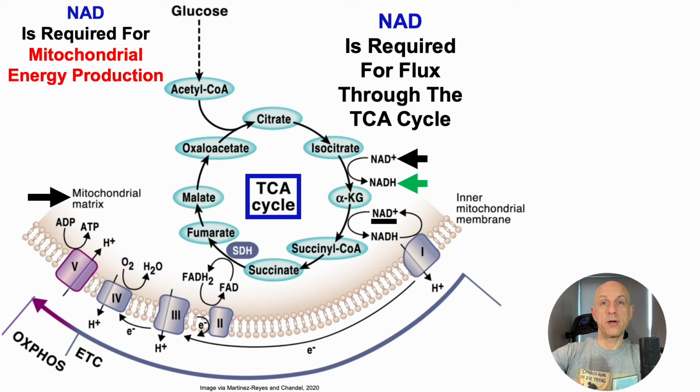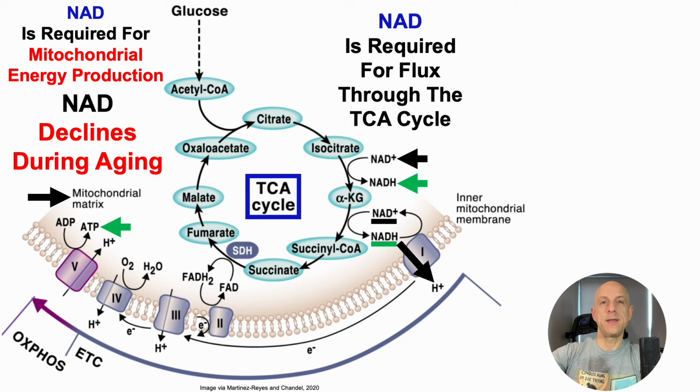Now, as a byproduct of those two reactions, NADH is produced. 2 moles of NADH are produced. And that's important because NADH donates those protons to complex 1, which then pumps them out. And then NADH's corresponding electrons are passed through the electron transport chain, culminating in the production of ATP.